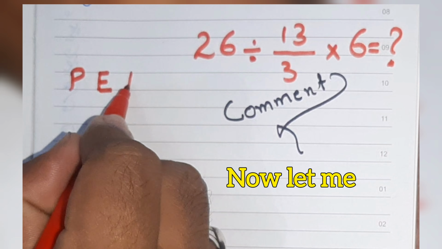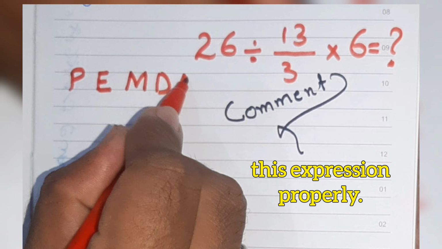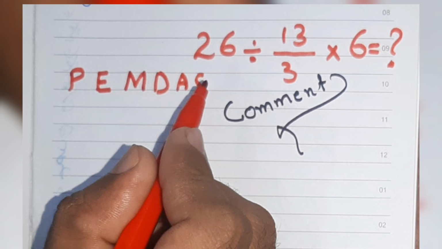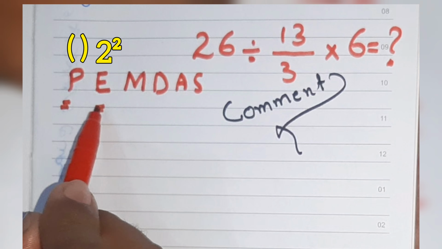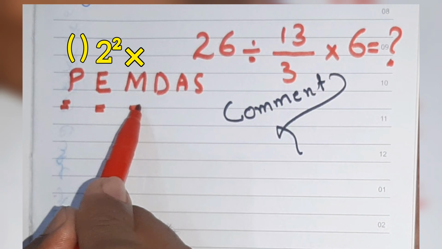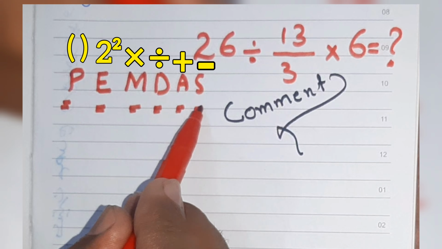All right. Now let me walk you through step by step how to solve this expression properly. To solve this question, we must follow the PEMDAS. In this rule, P stands for parentheses, E stands for exponent, M stands for multiplication, D stands for division, A stands for addition, and S stands for subtraction.